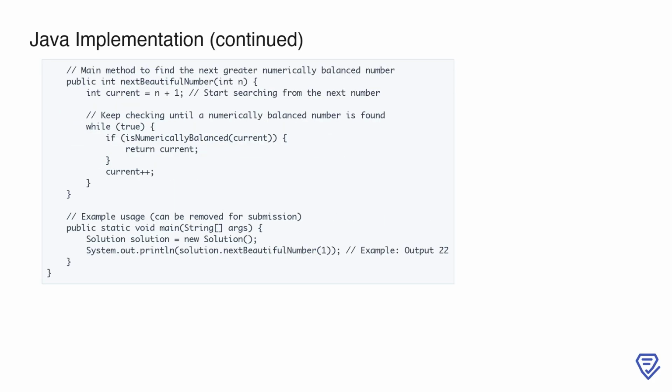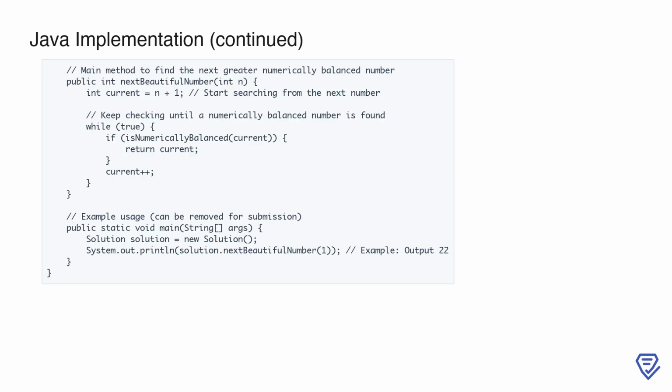Now, we define the main method nextBeautifulNumber, which finds the next greater numerically balanced number starting from a given input n. We begin by initializing current to n plus 1, as we want to find the next number after n. Using a while loop, we continuously check if the current number is numerically balanced by calling the isNumericallyBalanced helper method. If the method returns true, we immediately return the current number, as it satisfies the condition. Otherwise, we increment current and continue searching.